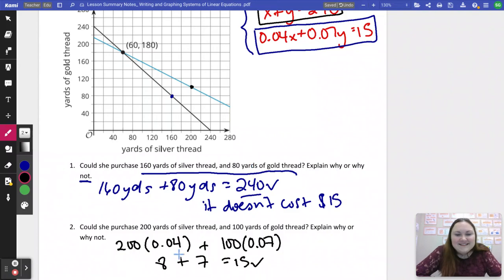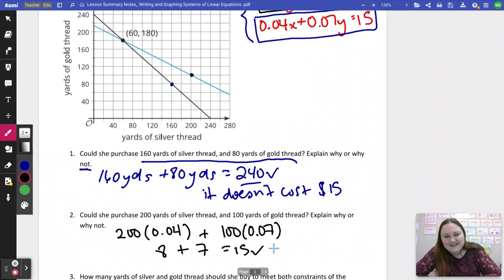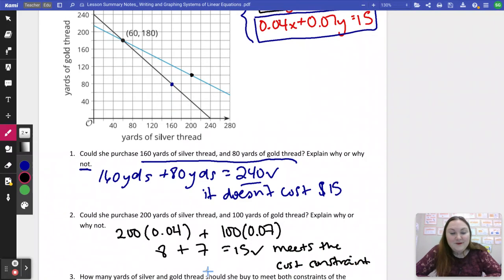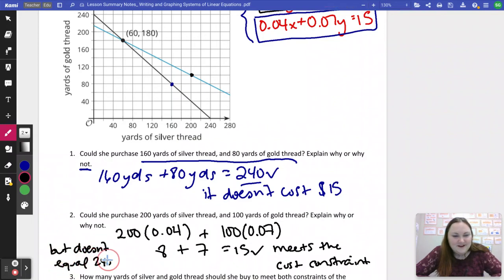The problem is that doesn't add up to 240 yards. We said earlier she needs 240 yards of thread. If you look at those numbers, you could do that math in your head. That's not going to equal 240. That's going to equal 300 yards. So similar to earlier, but the opposite, we see that it meets the cost constraint, which is good. We want it to equal $15, but it doesn't equal 240 yards. We see that it's actually more than 240 yards because 200 plus 100 is 300 yards.